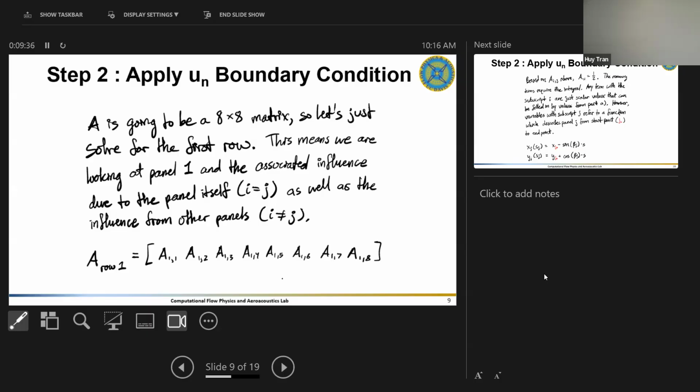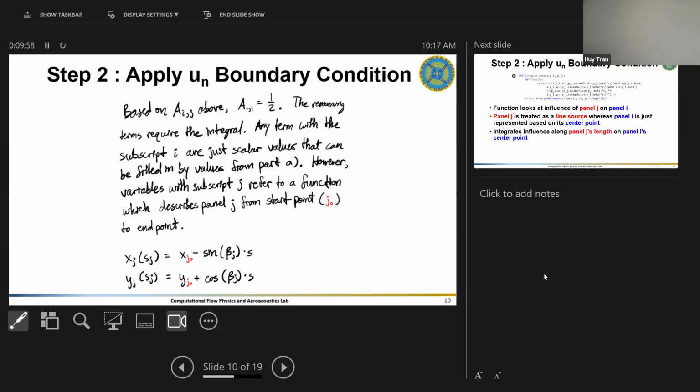And so let's go on the list. 1,2 represents the influence of panel 2 on panel 1, panel 3 on panel 1, 4 on 1, etc. There are 8 panels, so there are going to be 8 sources of influence on each panel. Something we have to consider. That's why you have to solve it through a matrix and not just by a simple system of equations.